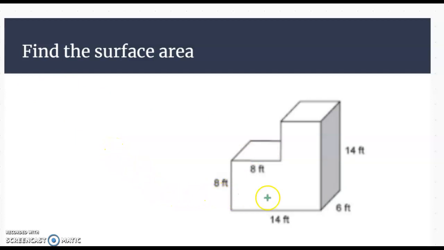Then, like we did with the rectangular prism, we will add them all up and get a total surface area. Alright, first 2 that we're going to look at, notice we have this one and then the same one underneath. Those are 2 rectangles, and they're both 14 times 6. So I'm going to note those up here. 2 times 14 times 6.